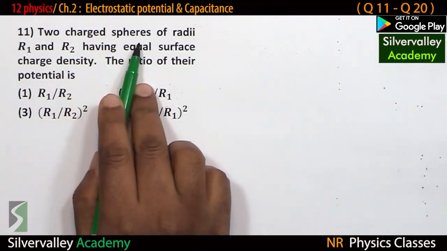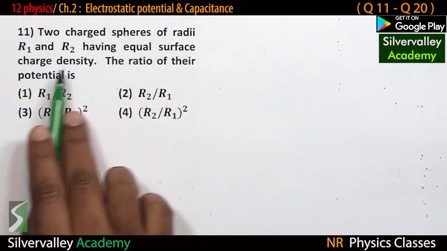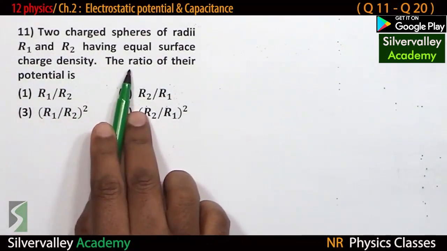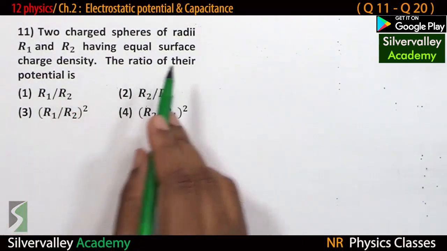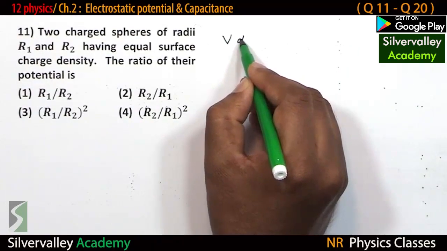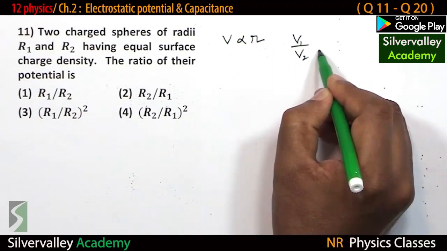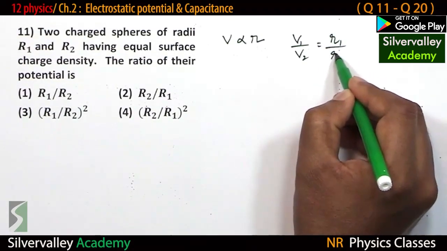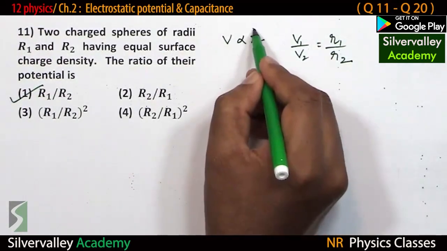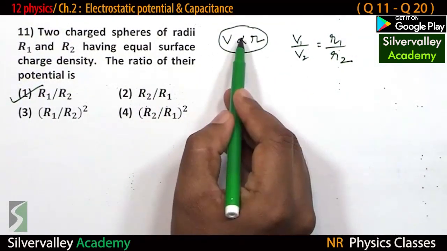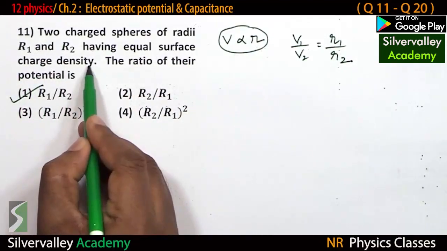Two charged spheres of radii r1 and r2 having equal surface charge density. Ratio of their potential is. So potential is directly proportional to r. Therefore, V1 by V2 equal to R1 by R2. Now, understand this. It is given equal surface charge density.